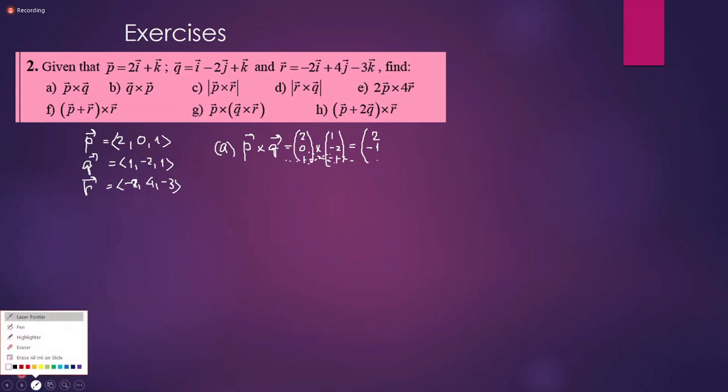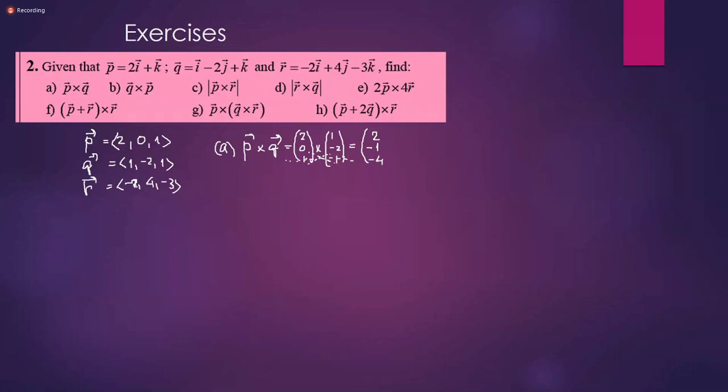And we have 2 times minus 2 is minus 4. Minus 4 minus 0 would be still minus 4. This is the vector P times Q. Now vector Q times P. Should we do it all over? Well, probably not. Just remember the properties. Q times P is actually minus P times Q, which means it's the opposite of this vector. It's minus 2, 1, 4.